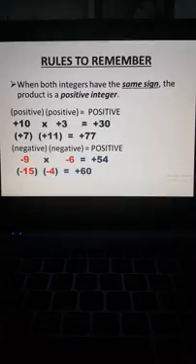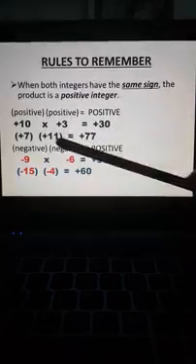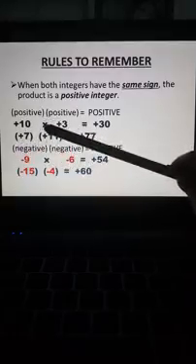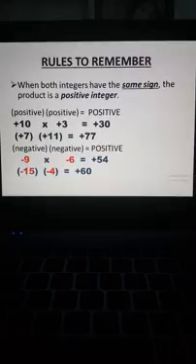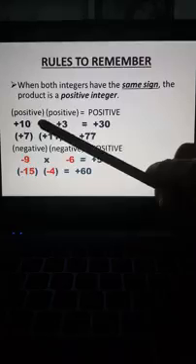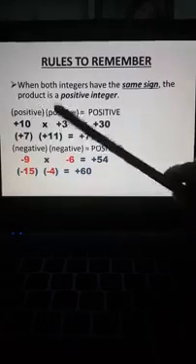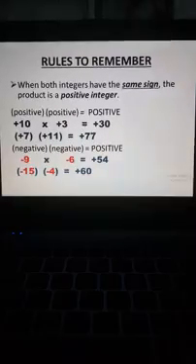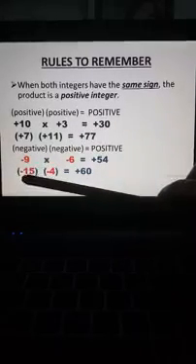Remember that in multiplication, we can also use the parentheses instead of the multiplication sign. Sometimes we can also use the dot in between two factors to indicate multiplication. Now, moving on, let's look at two more examples.